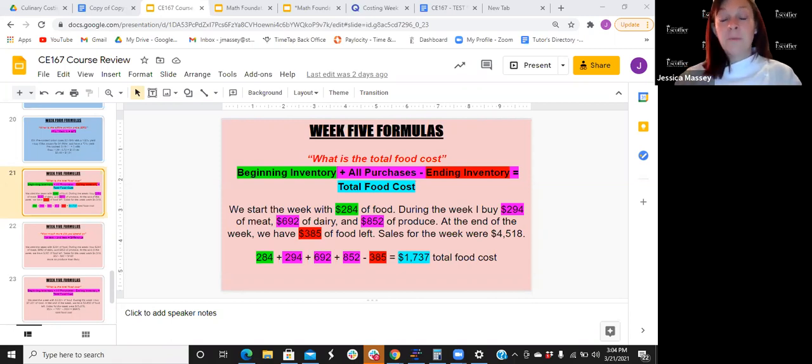But essentially, and I really love this color coding here. If you are a visual person, this color coding is fantastic. You have your beginning inventory plus all of your purchases, everything you spent on all of your food throughout the week, minus your ending inventory equals your total food cost.